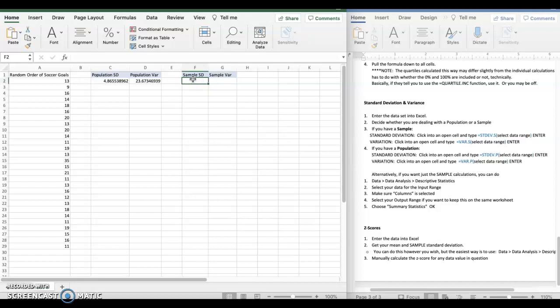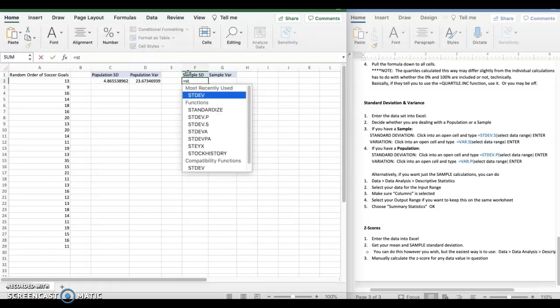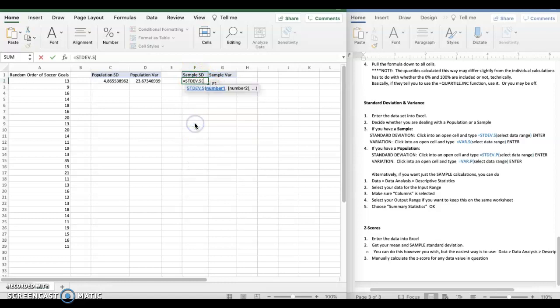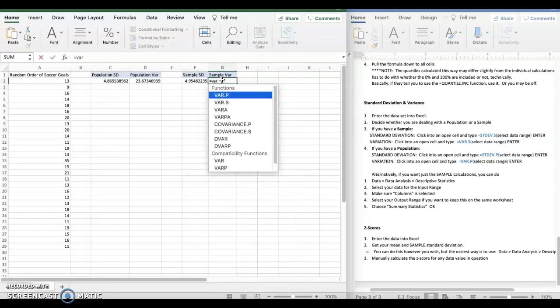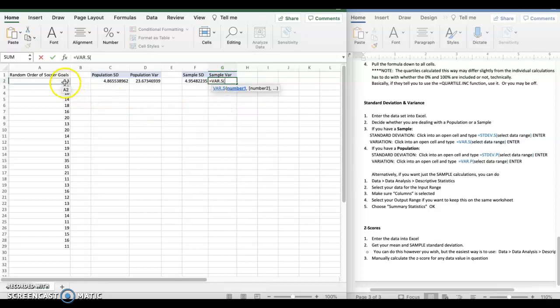So the formula is a little bit different. So I'm going to type in stdev.s this time, choose my data range. Notice that it is a little bit different. It's close, but it's not exactly the same. So this is 4.95, let's say. And the sample variance, so var.s, pick the data range, is 24.55. So I just want to call your attention to that.